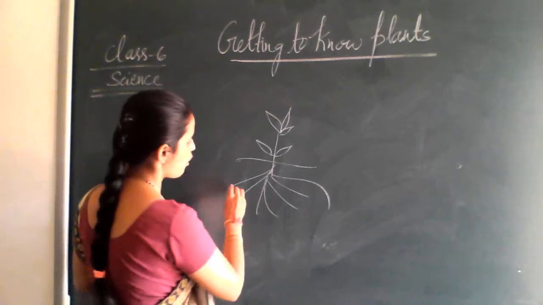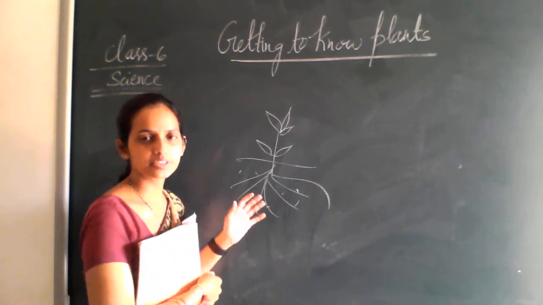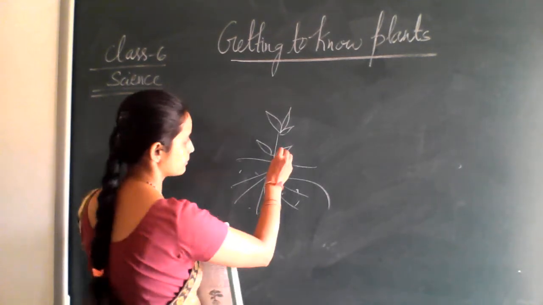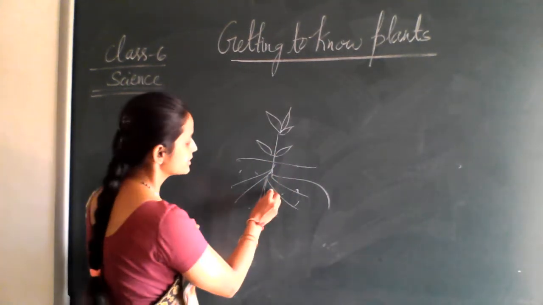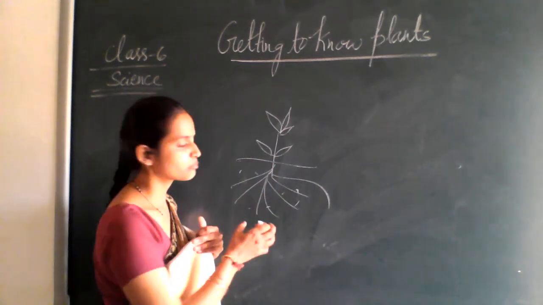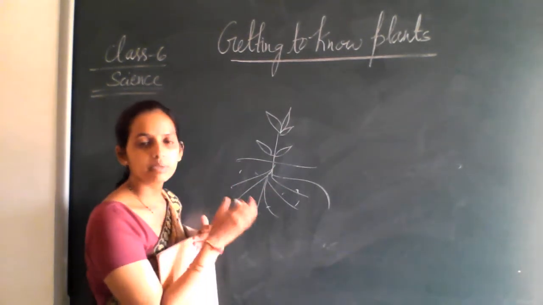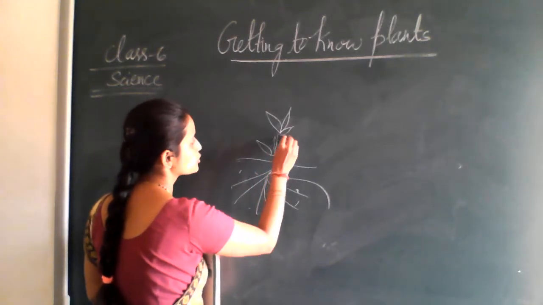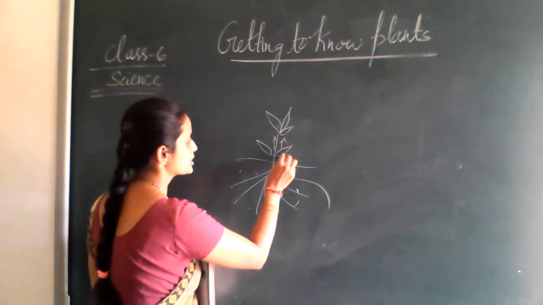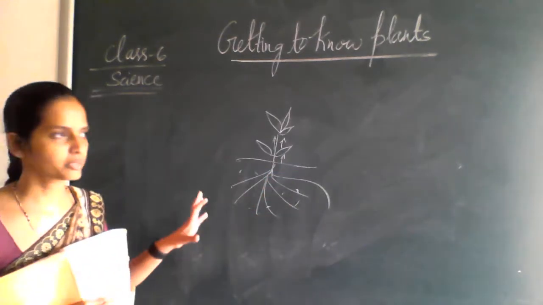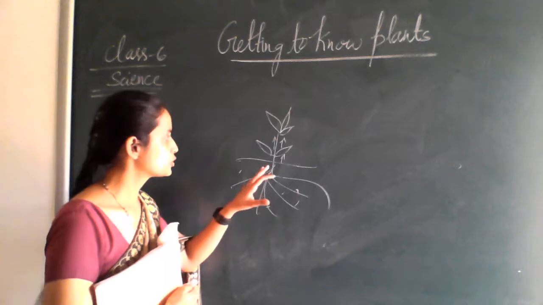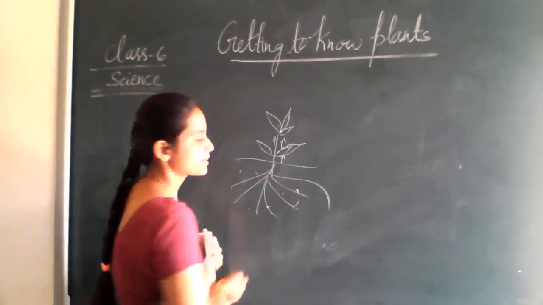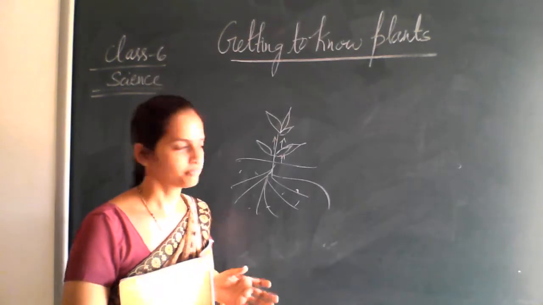So all the water and minerals from the soil are going to be absorbed by which part of the plant? By the roots. So roots are going to absorb those nutrients or minerals and water from the soil, and they are transferred through the stem. Okay, so your stem is going to transfer those water and minerals from the root to different parts. And the leaf part of the plant is preparing the food, right?